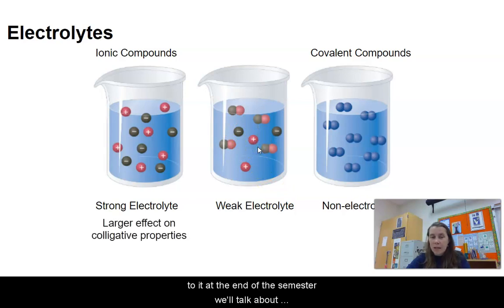If we get to it at the end of the semester, we'll talk about acids and bases, and some of those are examples of weak electrolytes, but for your purposes, you just need to know that they're going to break apart a little bit. All right, and so the more particles we get when we dissolve something, if it's a strong electrolyte, the larger the effect it will have on the colligative properties.